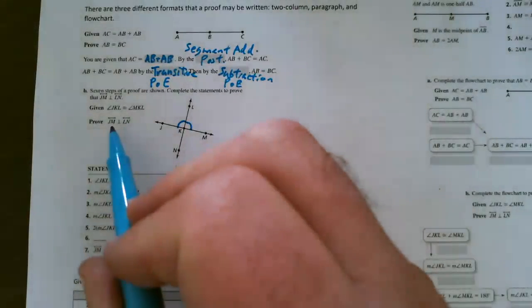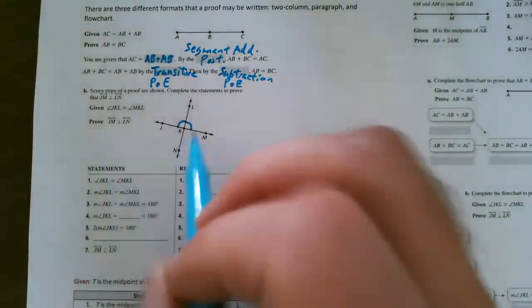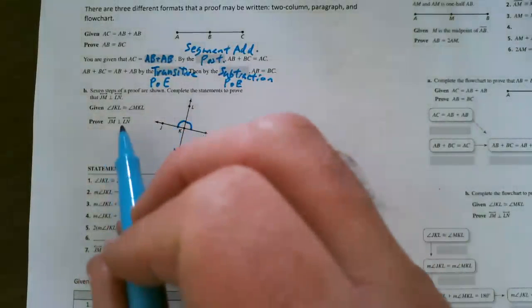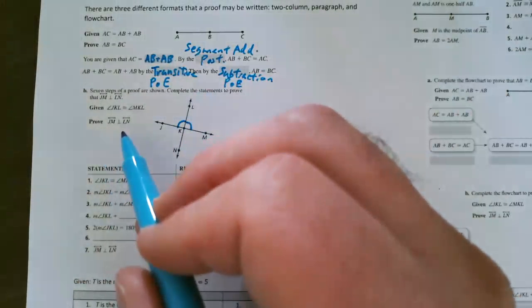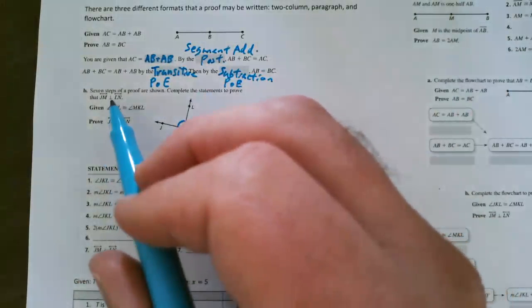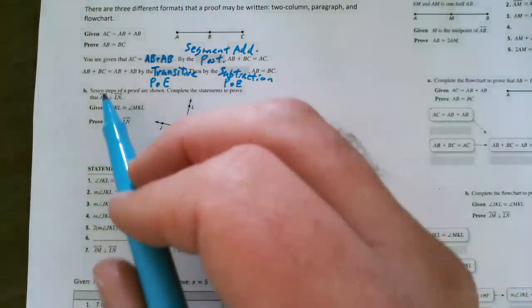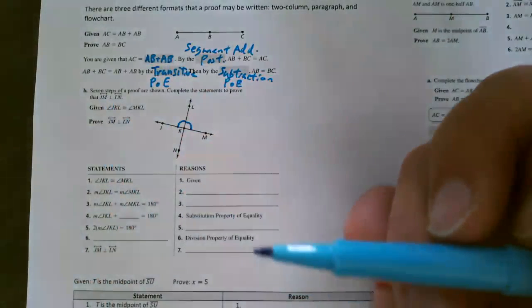They want us to prove that line JM, so this line, is perpendicular to this line. Symbols are very important. Right? So knowing what these symbols mean, again, that means perpendicular. We have the line symbols, we have the angle, we have congruency marks. We have lots of stuff going on here.